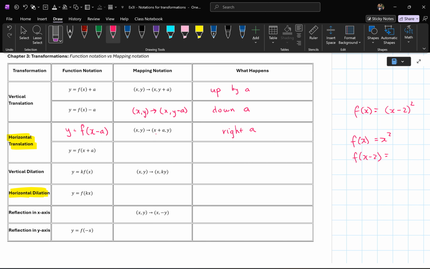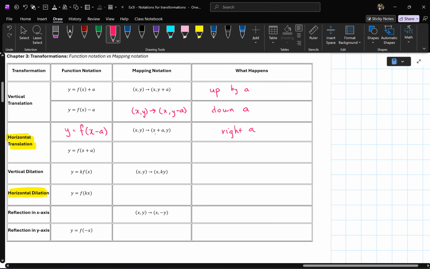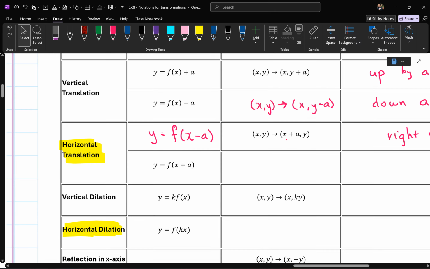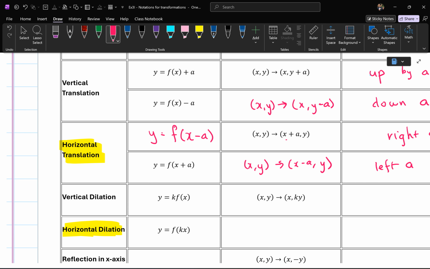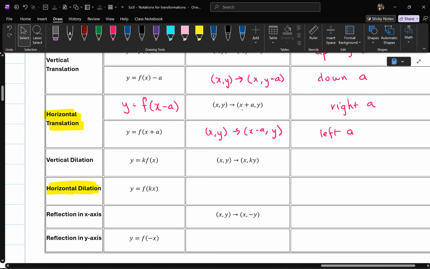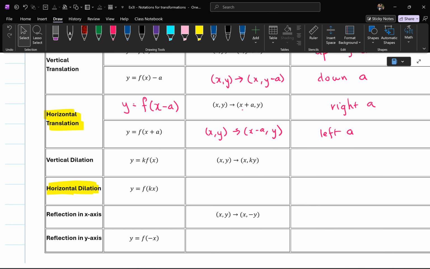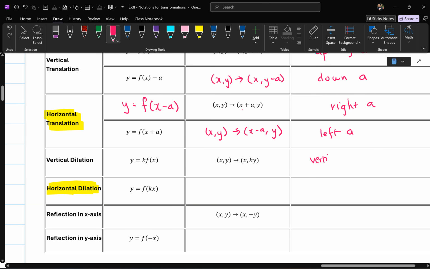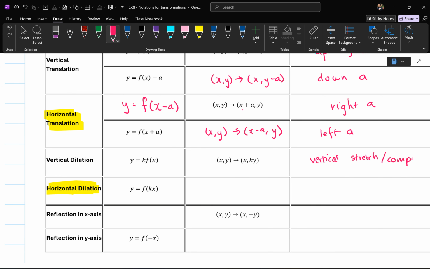All right? So let's fill out the other one. So we've got translation horizontally. This is to the left now. So this means x, y maps to x minus a comma y, left by a. Dilation. If you didn't understand dilation, that is a stretch or a compression. Obviously if it's fractional, it's compression. A whole number would mean it's a vertical stretch. So here you're doing either a vertical stretch or compression. So you either squish it vertically or you stretch it out vertically.